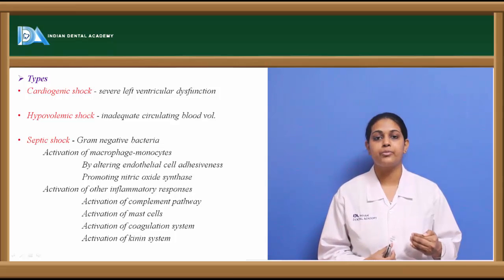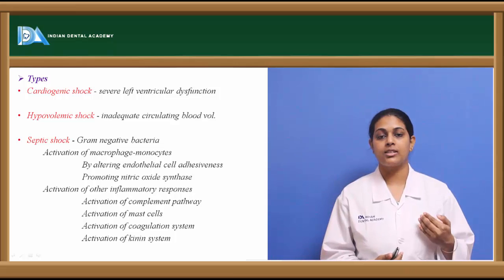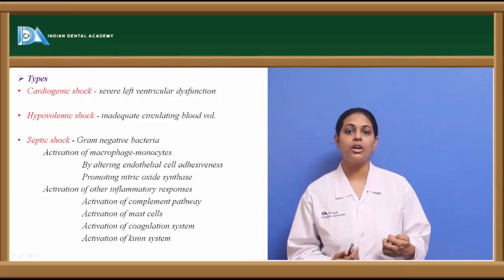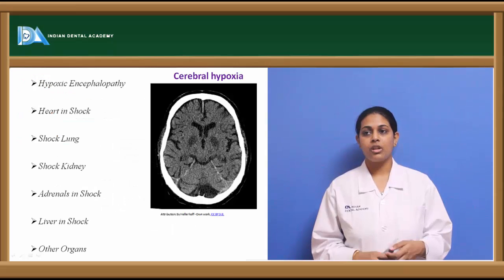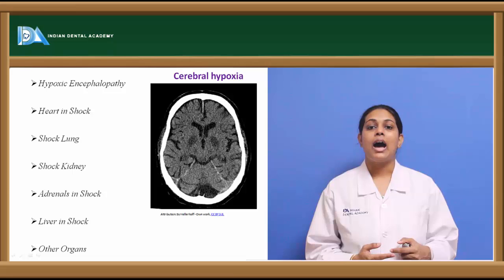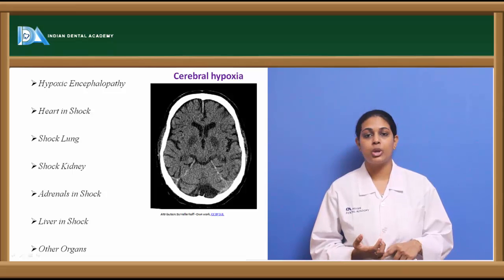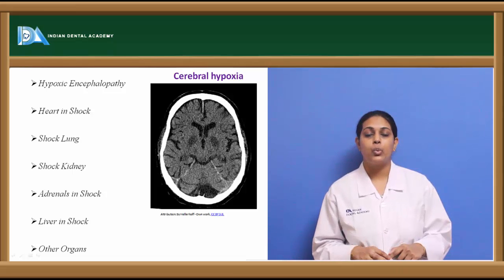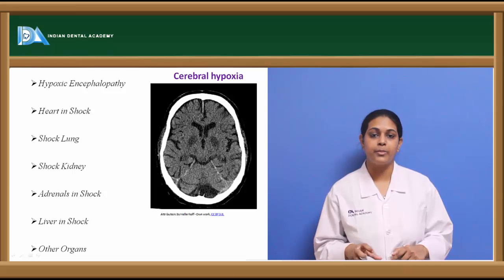So these are the certain types of shock we have discussed: cardiogenic shock, hypovolemic shock, and septic shock. Coming to the shock based on the organs which are affected, we see hypoxic encephalopathy. It is a condition when the shock involves the cerebral system, that is, the brain.